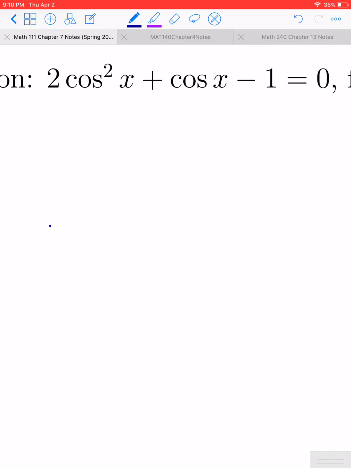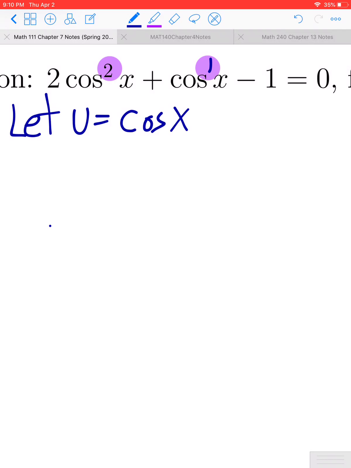So we look at it, it definitely has two instances of the cosine, and we do notice that it's that pattern, it's quadratic in form, because we have one term that's cosine squared, another that's cosine to the first power. So let's do a substitution on this. Let u be equal to the cosine of x. Under this substitution, our quadratic equation becomes 2u squared plus u minus 1 equals 0.